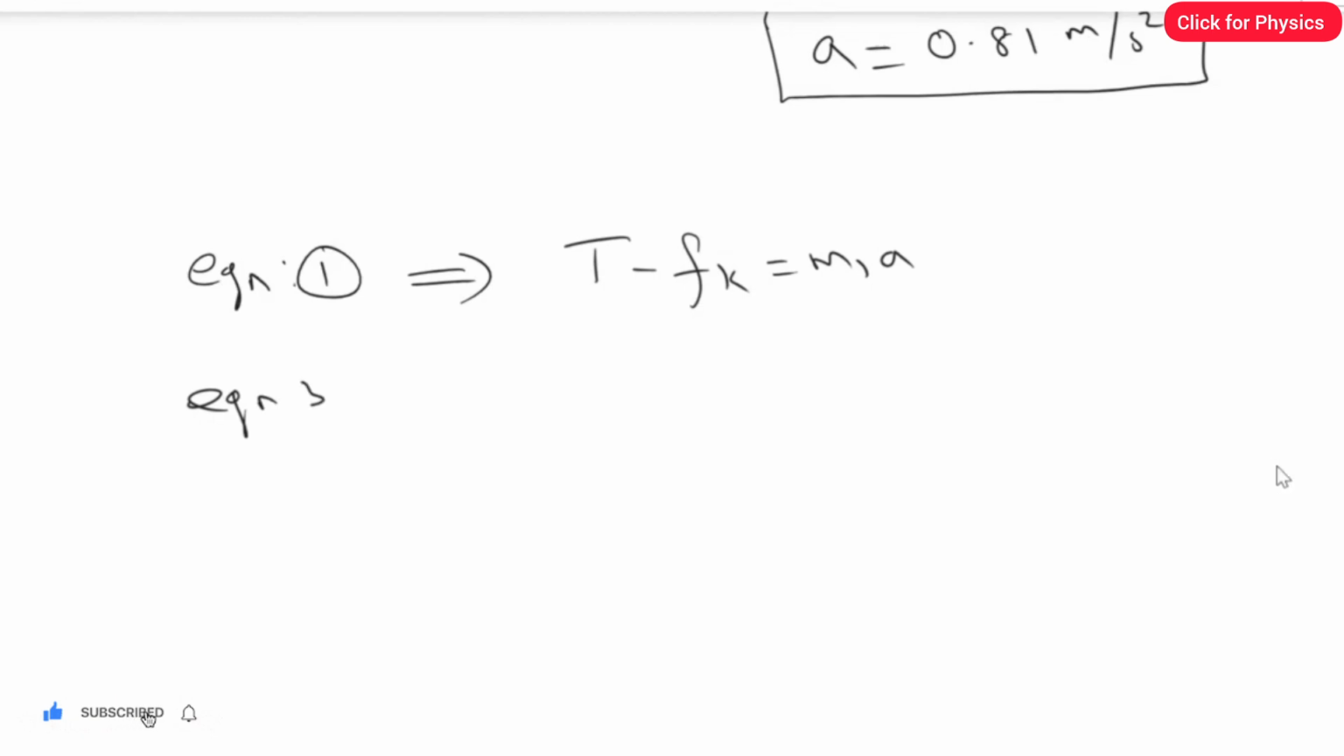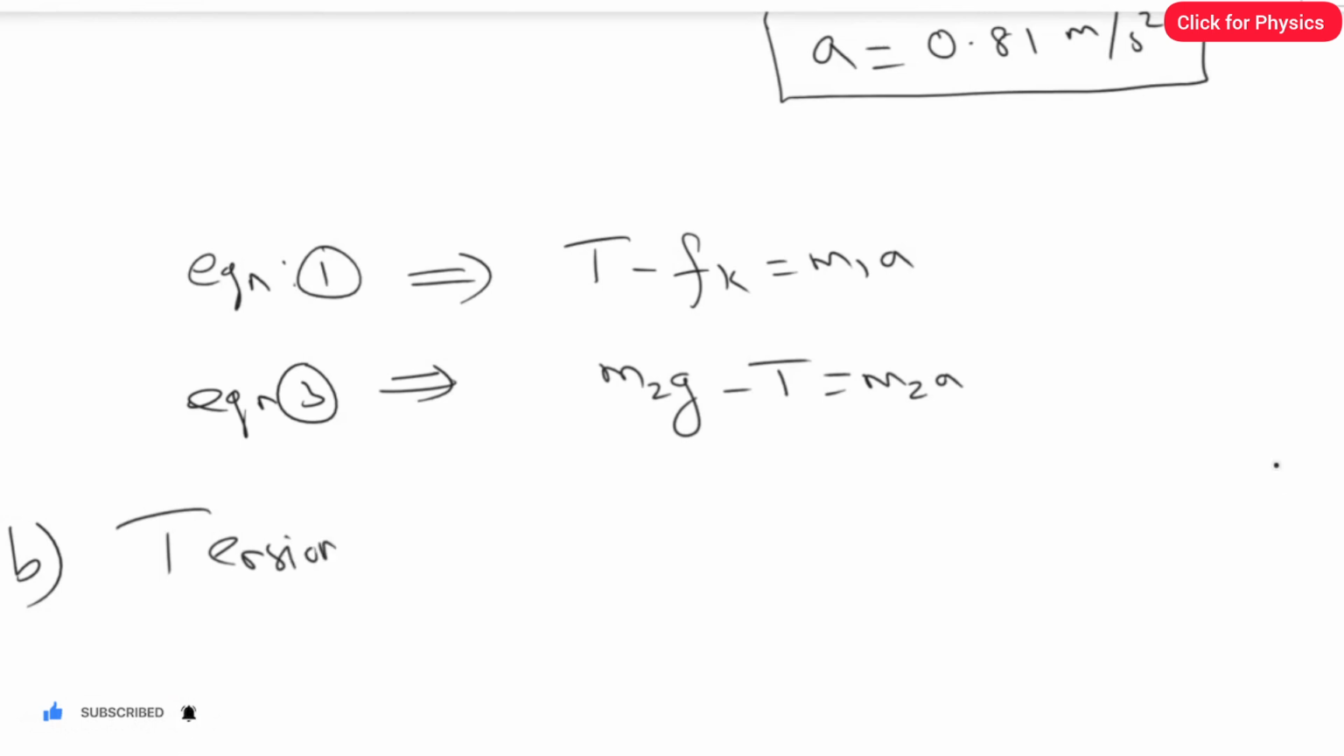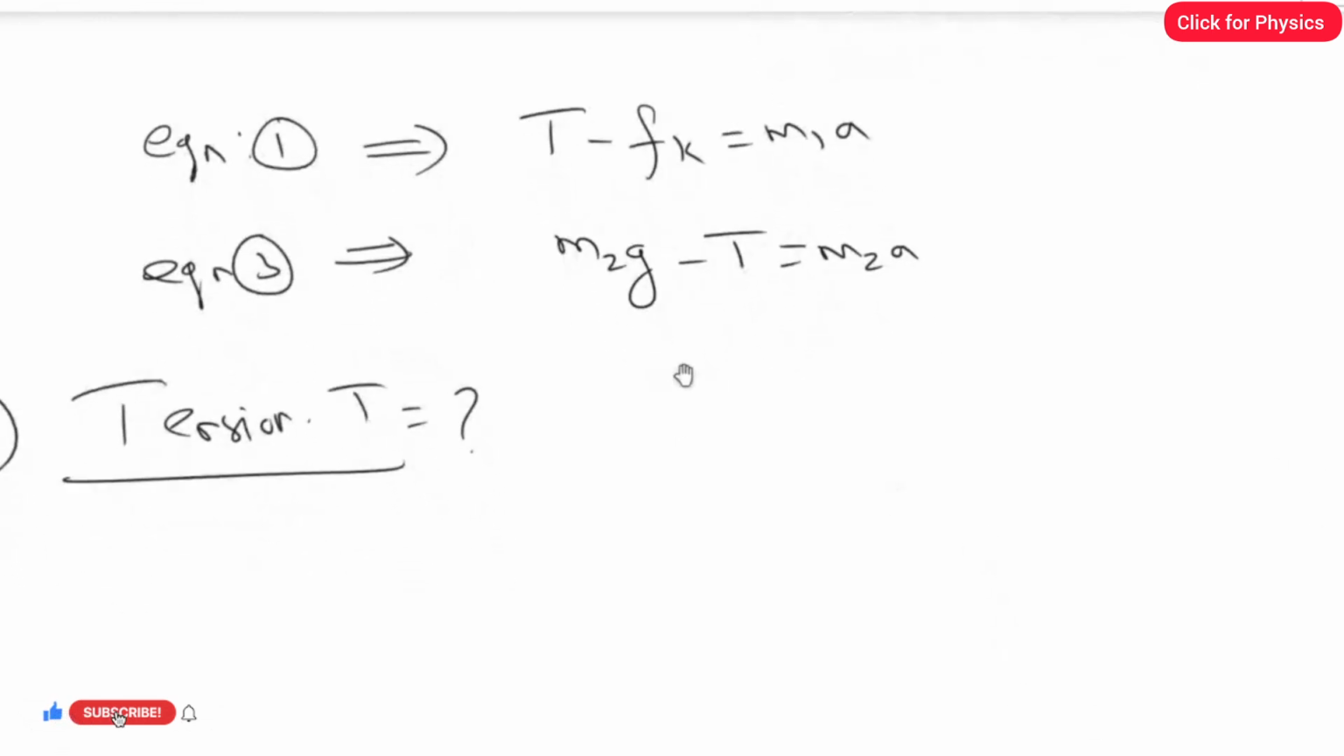And what is our equation 3? Our equation 3 is m2g minus T, which is equal to m2a. So for finding the answer for the B part, because in B part what we need is the tension T, am I right? You can use any one of the equations. Either you can use equation 1 or equation 3. You will get the answer. So better I can do one thing. I will just use both equations. By that you will get the same answer for both.